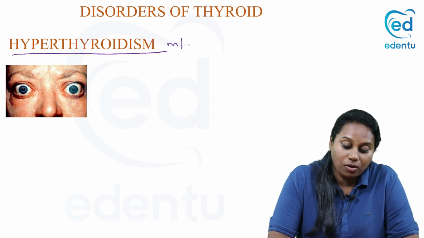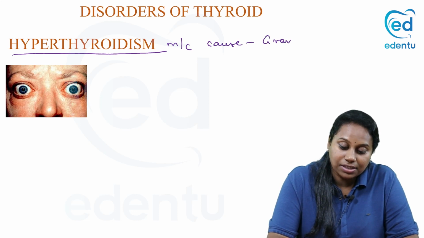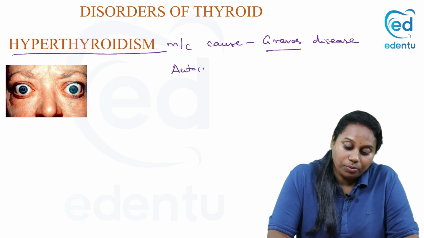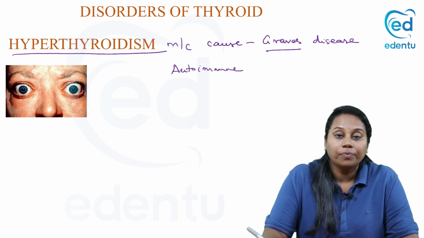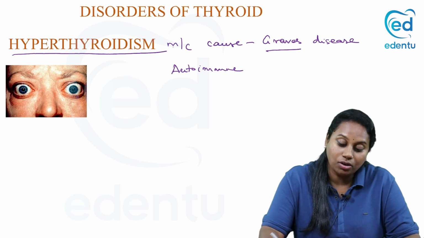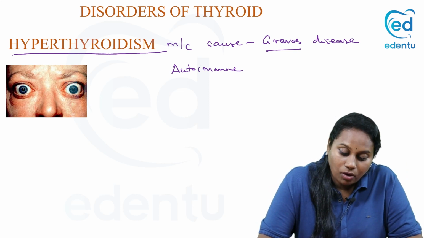And the most common cause of hyperthyroidism is Graves' disease. So what is Graves' disease? It's an autoimmune disorder. So what do you mean by autoimmune disorder? The body will start producing antibodies against the self itself. That's called an autoimmune disorder. So you have autoimmune antibodies.